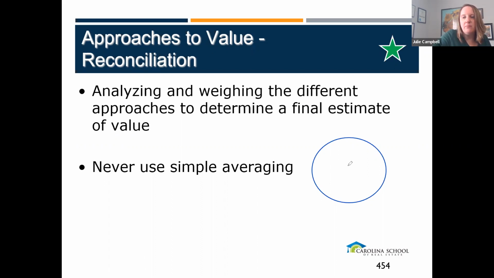The AVM pinpoints the subject property, and then they use a radius. Let's say, for example, a quarter of a mile. It depends on density, how many homes are nearby, how far out they have to go. And the AVM studies all properties that closed within this quarter of a mile radius within the last 6 months.